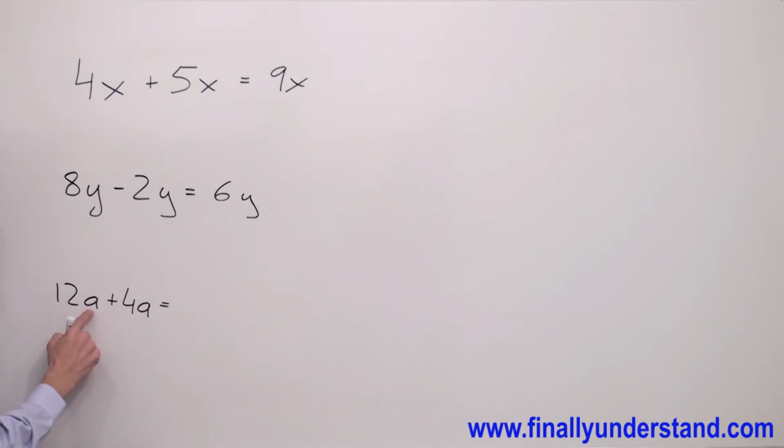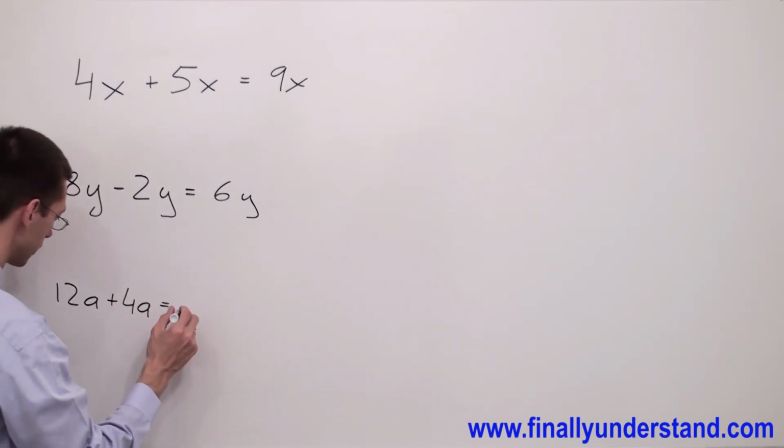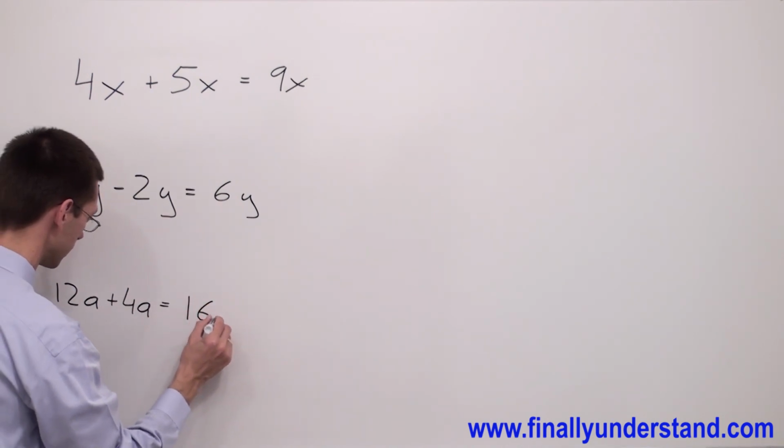These two terms are also like terms. Why? Because I have a variable next to both numbers, which is a. That's why it makes these two terms like terms. 12a plus 4a is equal to 16a.